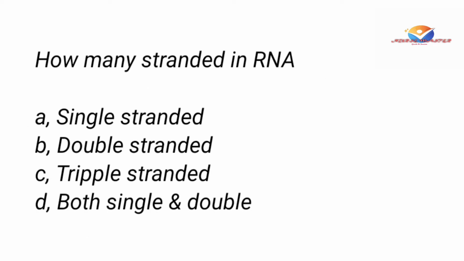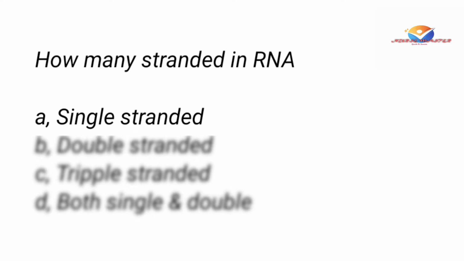How many stranded is RNA? Option A, single stranded. Option B, double stranded. Option C, triple stranded. Option D, both single and double stranded. The answer is option A, single stranded.